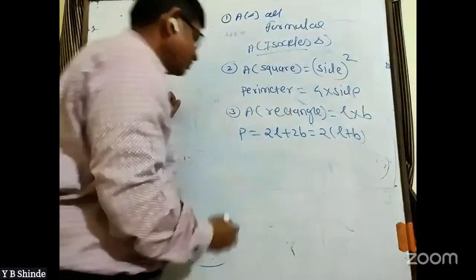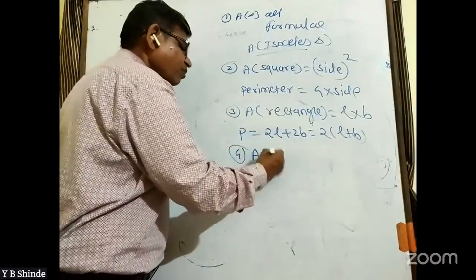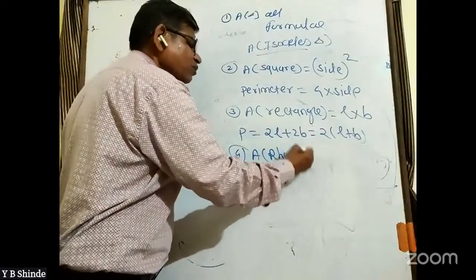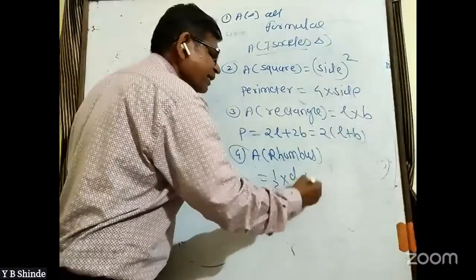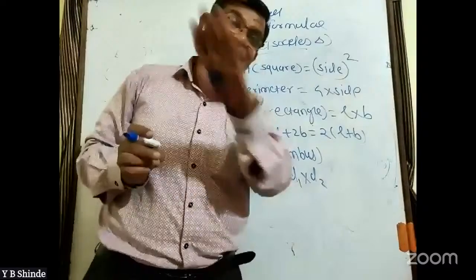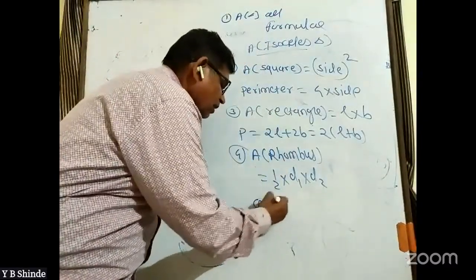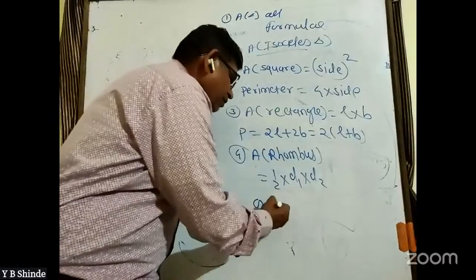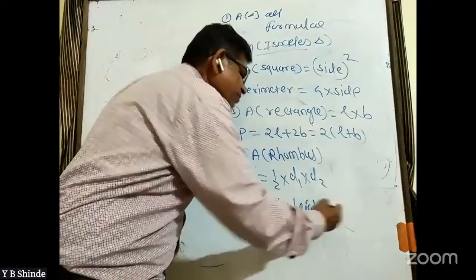Very important thing. Now the next formula. What is the area of a rhombus? Very important thing. Rhombus: half into D1 into D2, when diagonals are given. These are called the diagonals. When sides are given, it is base into height, very important thing.